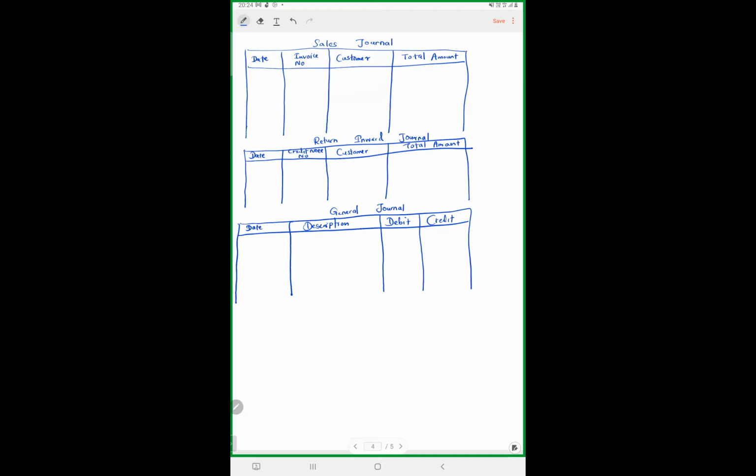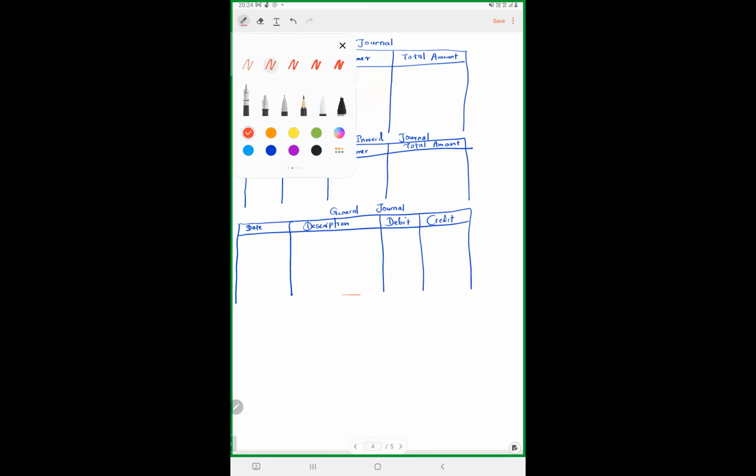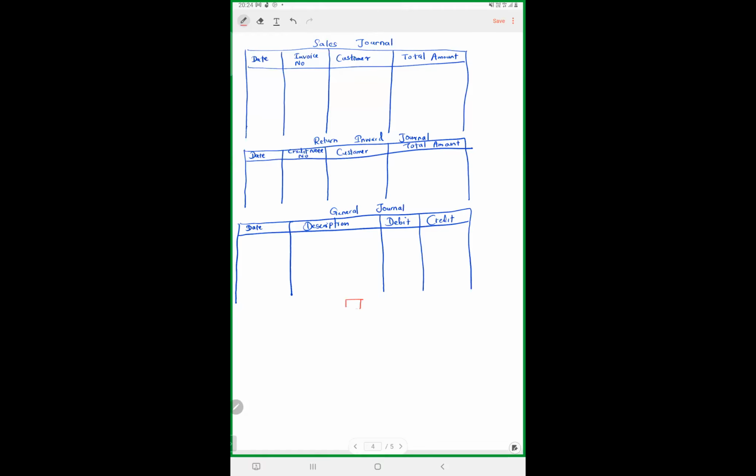Once we create the primary books, we need to transfer these to the ledger accounts. I'll create all the ledger accounts later, once we enter into the primary books, right?